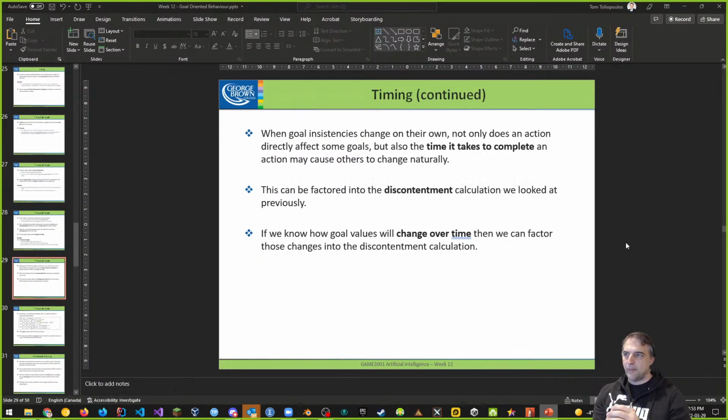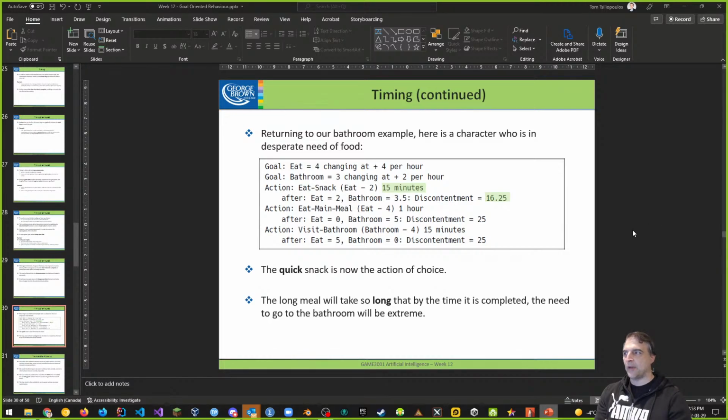So when goal insistencies change on their own, not only does an action directly affect some goals, but also the time it takes to complete an action may cause others to change naturally as well, which is something that we want. And this can be factored into the discontentment calculation we looked at previously, right? If we know goal value will change over time, then we can factor those changes into the discontentment calculation. Let's talk about how that might work.